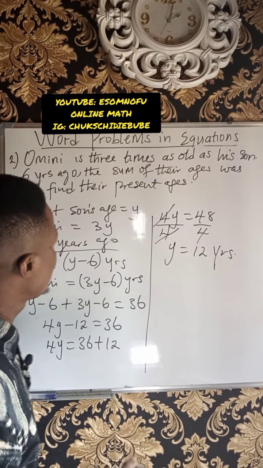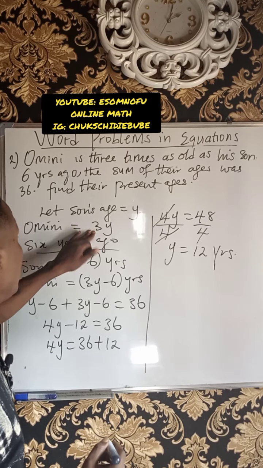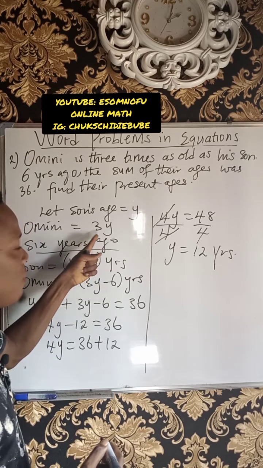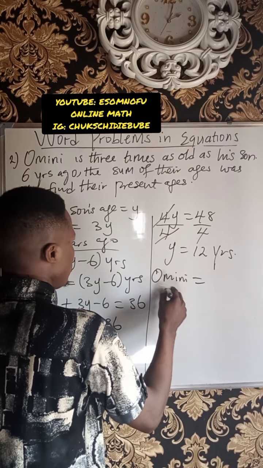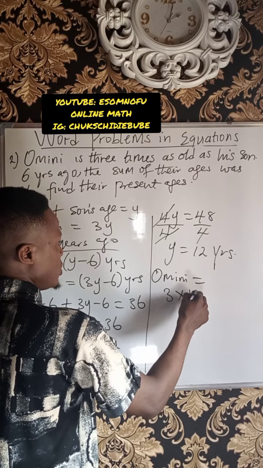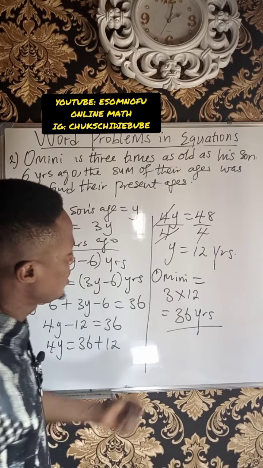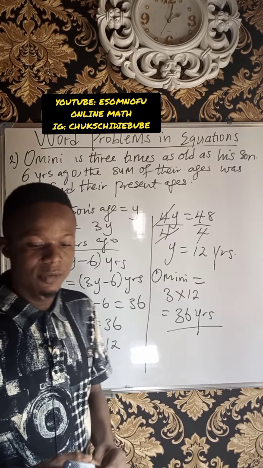If the son is 12 years, we can easily get the age of the father, which is Omini. And to get it, you multiply by 3 because Omini is 3y. Hence, Omini will now be equal to 3 times y, which is 12. And when we do that, we get 36 years. Hence, Omini is 36 years and the son is 12 years old.